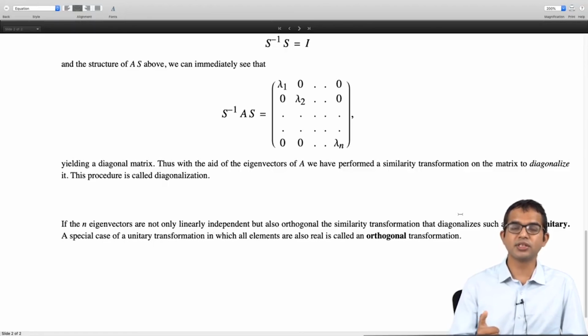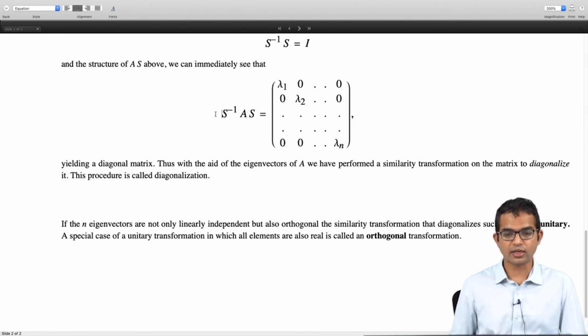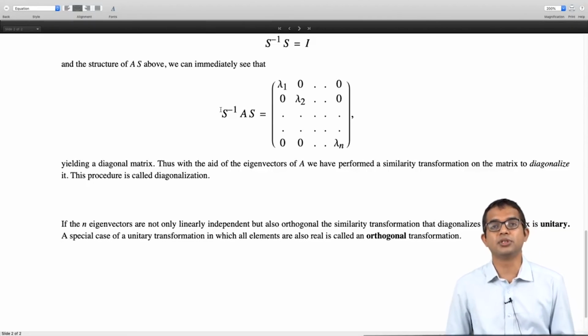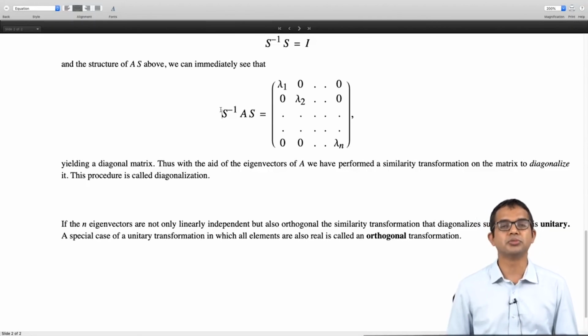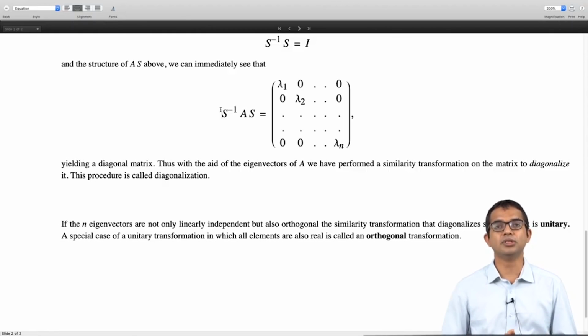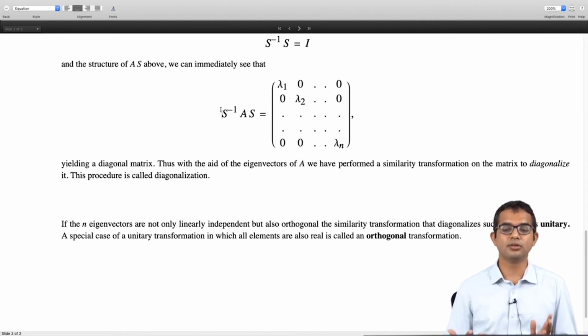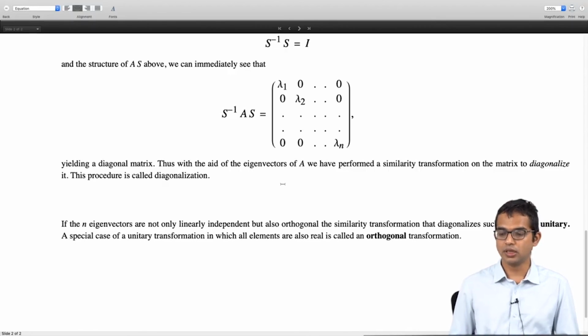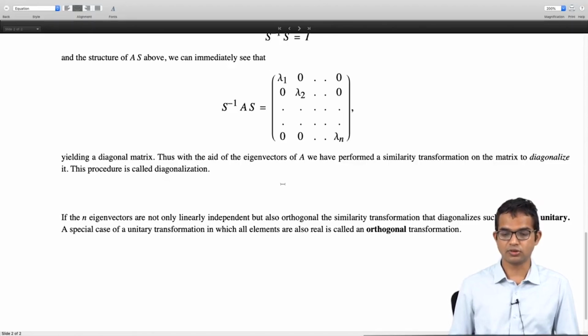So a unitary transformation is a special class of similarity transformation, and there is another kind of transformation which is a special kind of unitary transformation, and that is called an orthogonal transformation, when you are dealing with just real numbers, right? So U dagger is the same as just U transpose. If all the elements of your matrix are real, then you get an orthogonal transformation, which is another further special class of unitary transformations or unitary matrices.